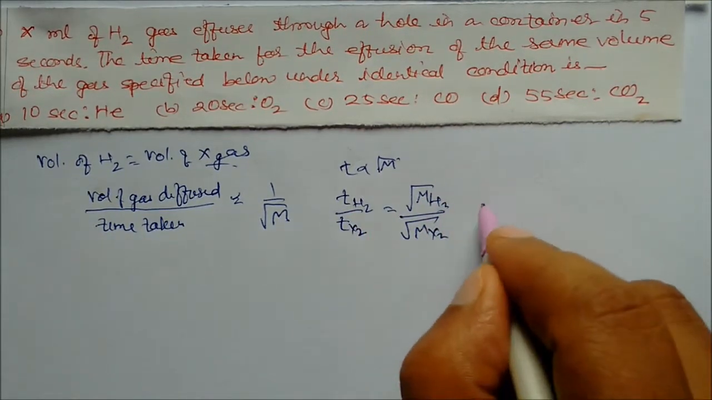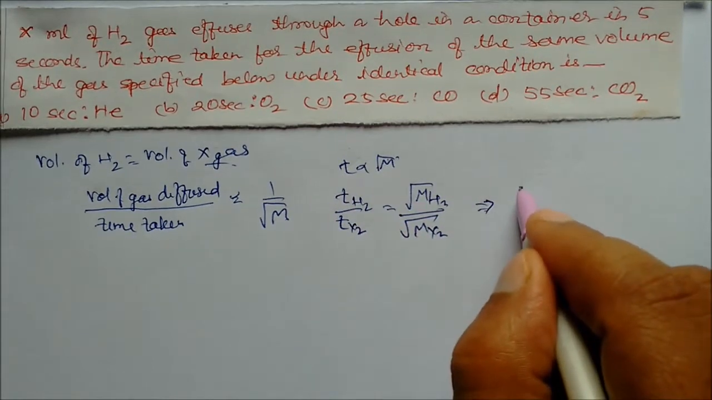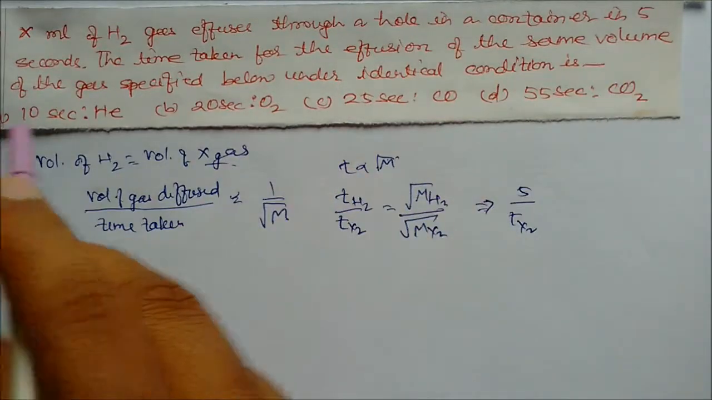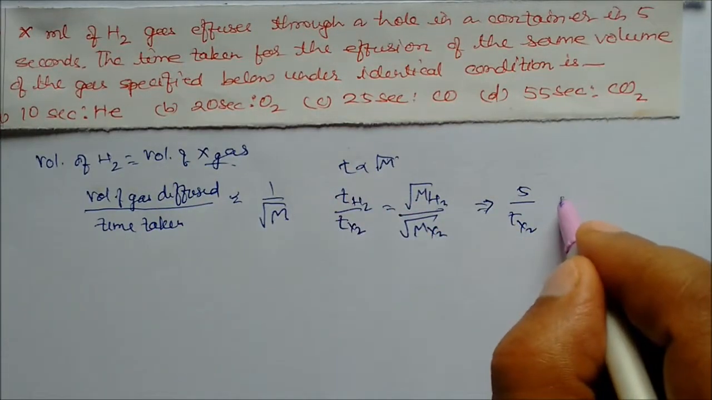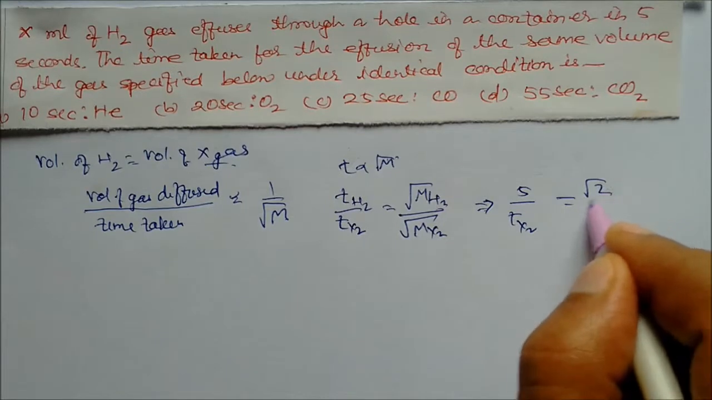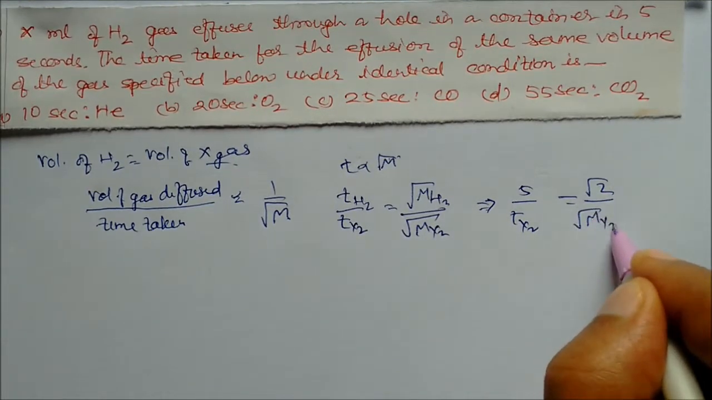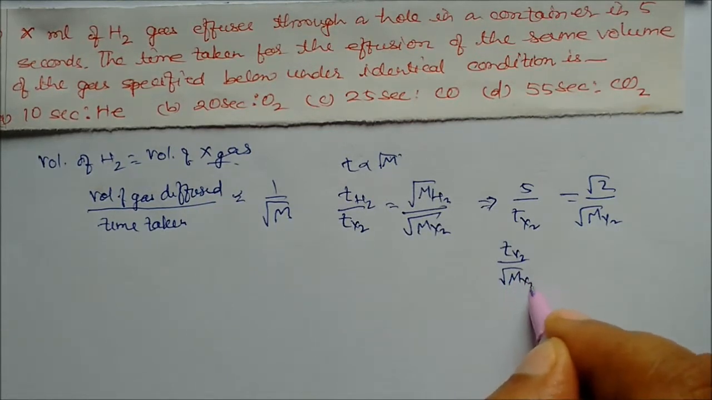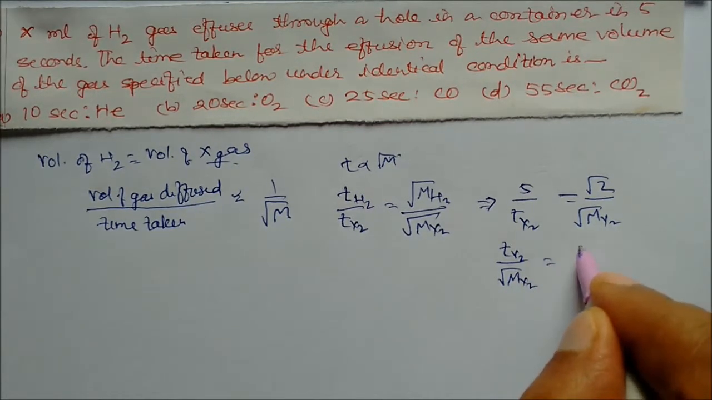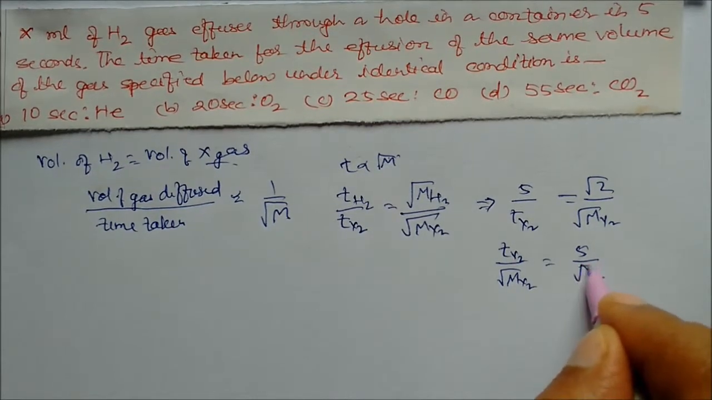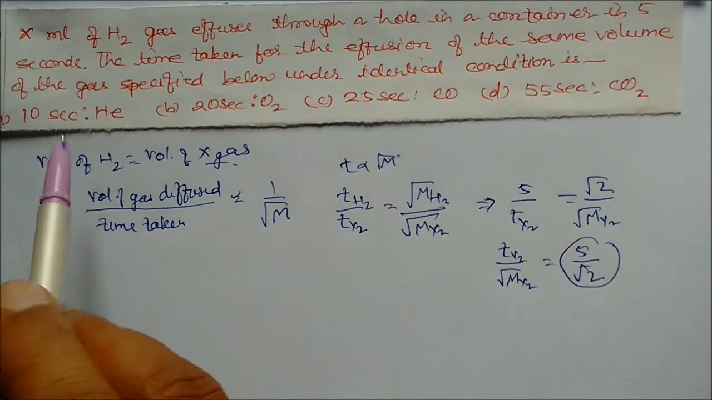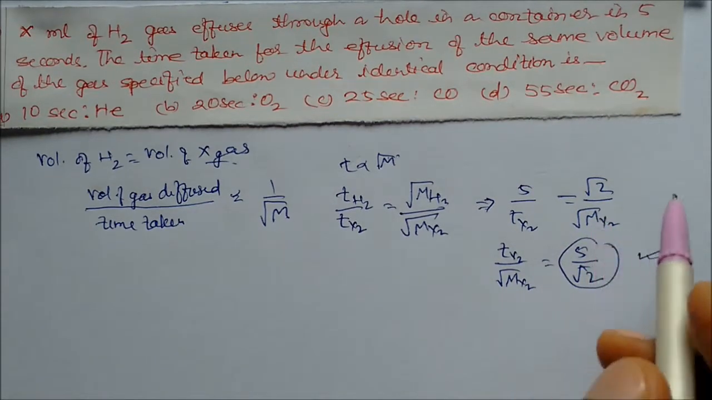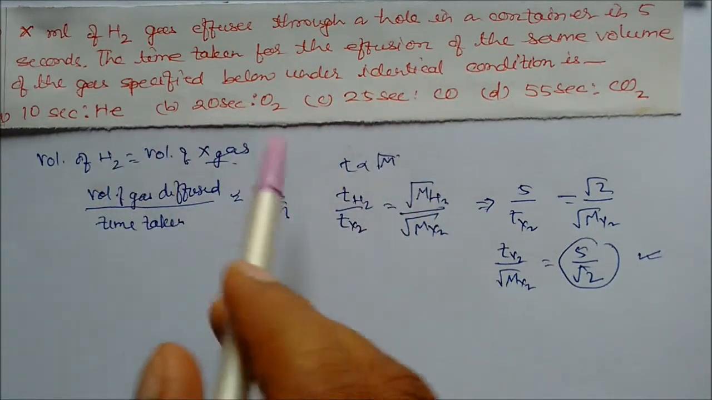So the time of hydrogen gas is 5 by Tx2 as per the question. This is your 5 seconds, and the molar mass of hydrogen is 2. So this will be equal to root 2 by the molar mass of X2. So the ratio is like that, and the molar mass will be equal to 5 upon root 2. So we have to check which of the 4 options A, B, C and D matches this one, so that the time taken by the effusion of that gas will be the same.